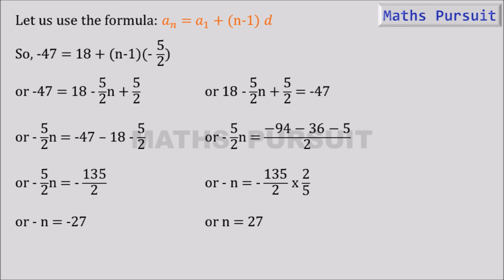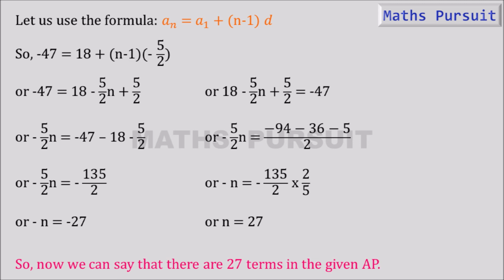Guys, I just solved this equation. I believe you very well know how to solve this type of equation, so I am not explaining much on this. So here we got the value of n is 27. So now we can say that there are 27 terms in the given AP. As we get the value of n is 27, we can say that there are 27 terms in the given AP. Guys, this question is again a very simple one. You can do it within 1 or 2 minutes. I just took so many steps so that I can explain to you.